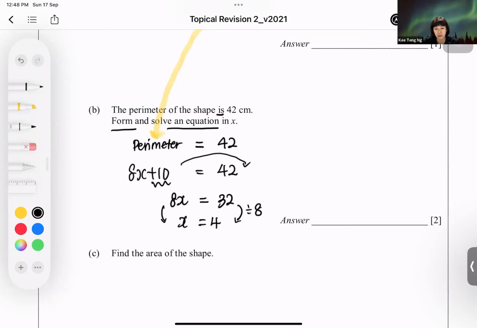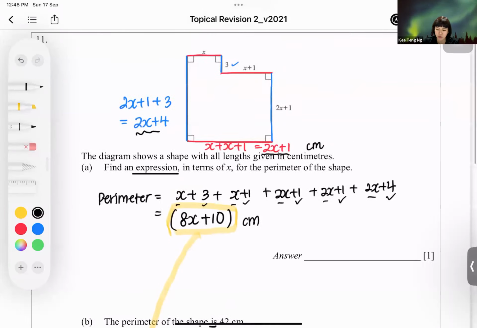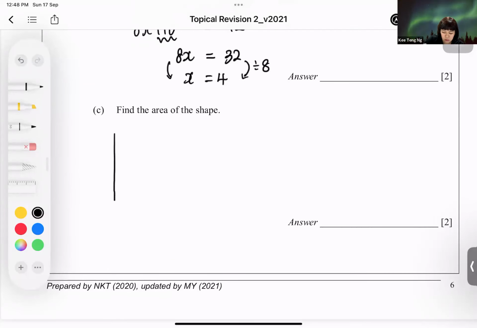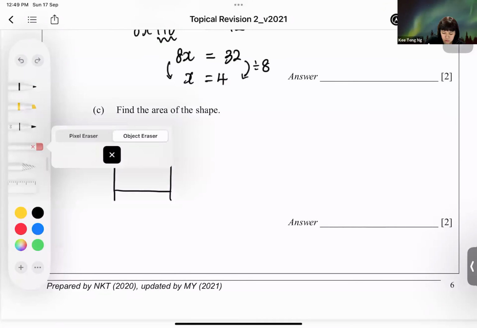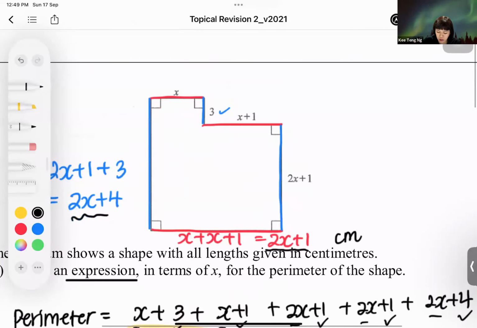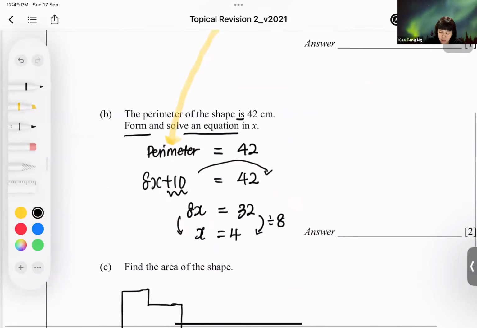Okay, next one, find the area of the shape. But before we find the area of the shape, there are a couple of sides and measurements I need to find out. Okay, let me draw out the shape first. The shape looks something like that, right? So first they say x equals 4, right?